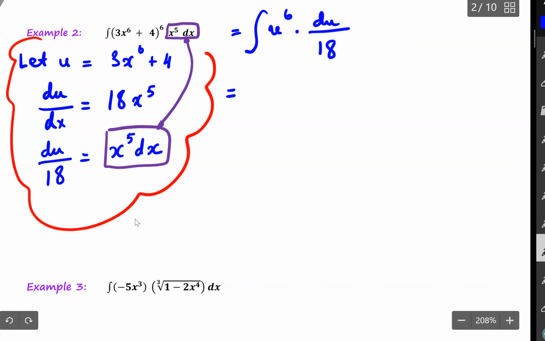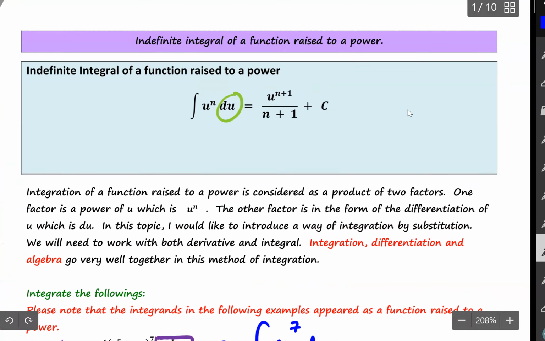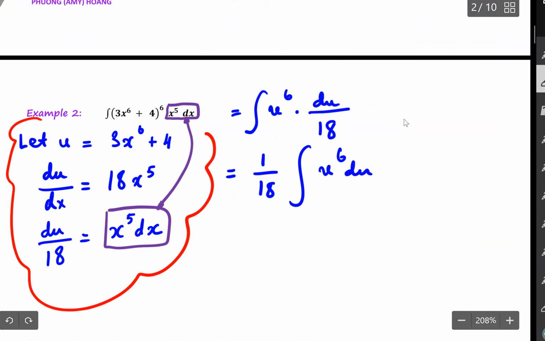So up to this point, you can see that you can bring 1 over 18 across the integral sign. So 1 over 18 times the integral of u to the 6 du. Alright, okay. So 1 over 18, the integral of u to the 6 times du. And now go back to our formulas. So you see the exact match of what you need to use. You have u raised to the exponent and then du. So you can go ahead and apply this formula. Add 1 to the exponent and divide it by the result.